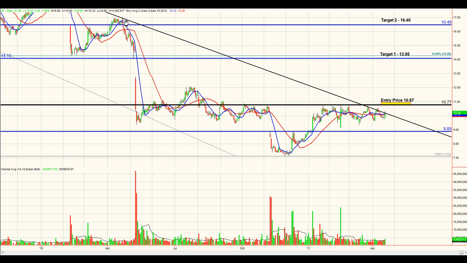Right here is a big resistance area or a supply zone of price, and you could see the way it came out. So for Dean Foods, we're looking at an entry price of 10.87, a target 1 of 13.95, and a target 2 of 16.40.